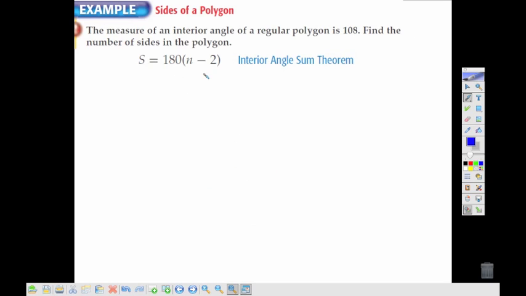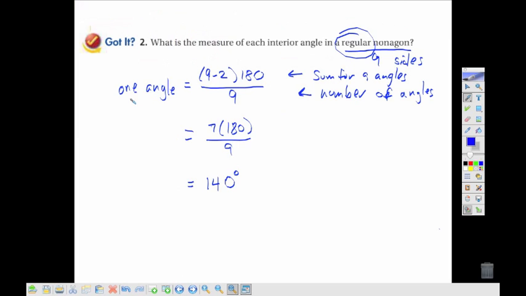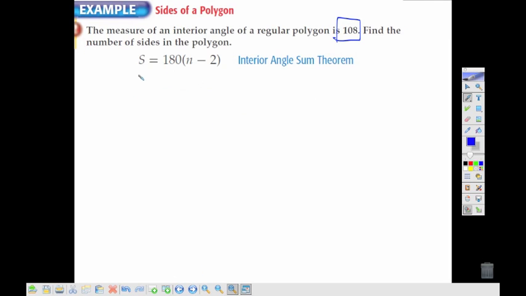Okay, the next question, we are given that one angle is 108 degrees. So if we look back to our formula here, we were looking for the one angle and then we used our formula. But in this one, we're looking for whatever has 108. We're looking for the angle that has a measure of 108. So notice this is our sum formula, but we want the one angle formula.